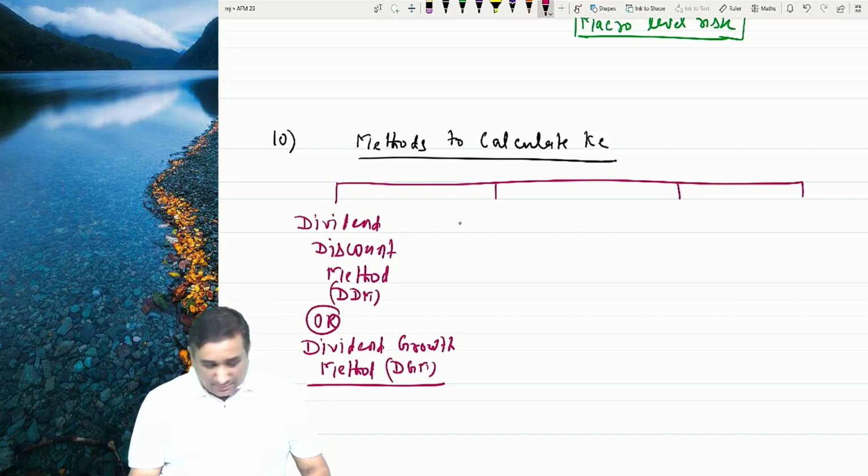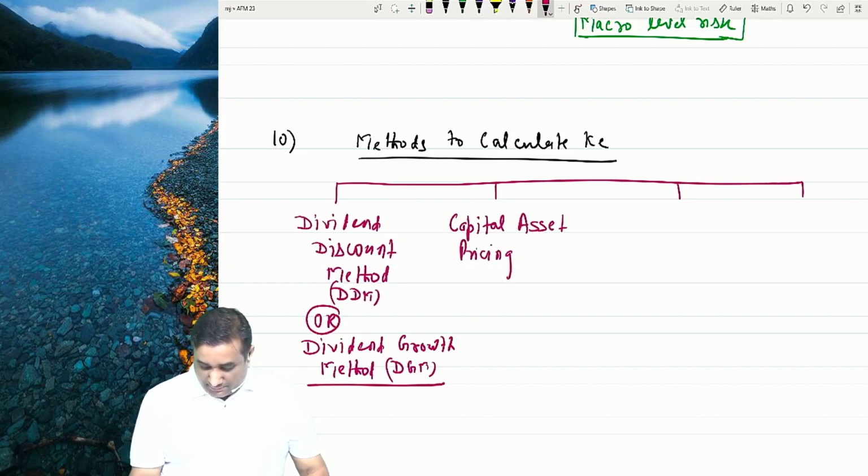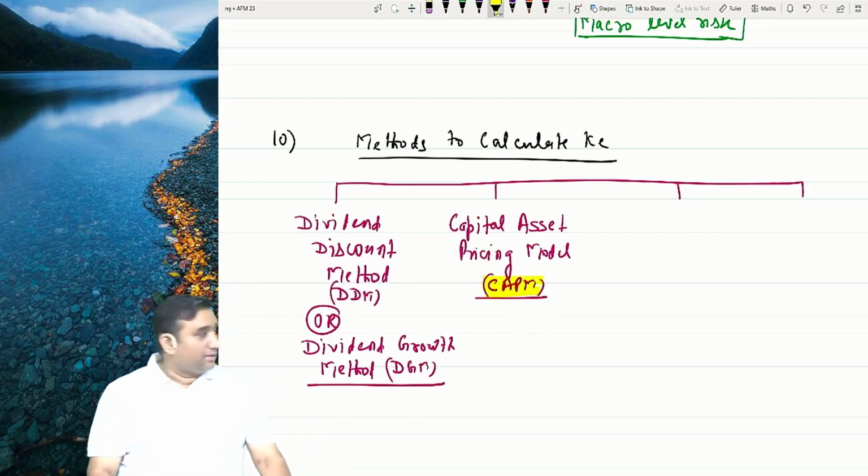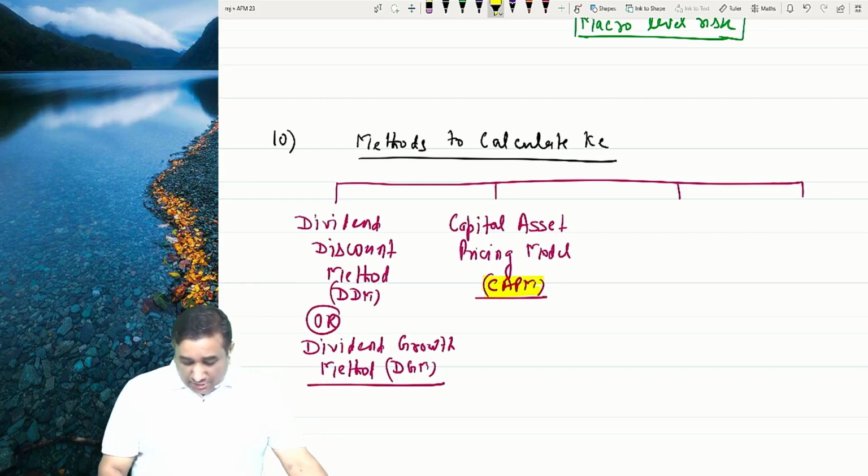Second was, you might have touched it but may not have done it very aggressively, the Capital Asset Pricing Model, CAPM. The most used practical method, and maybe one of the only used practical methods. It's the most important practical method. This method has a lot of ingredients which will help us arrive at the cost of equity, the KE.